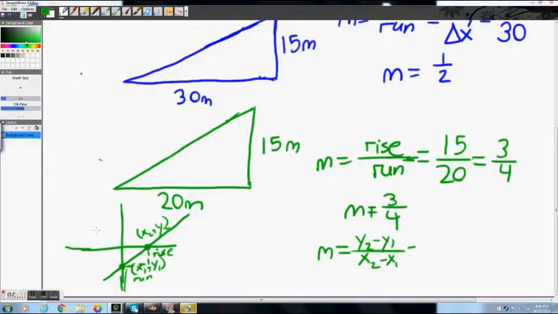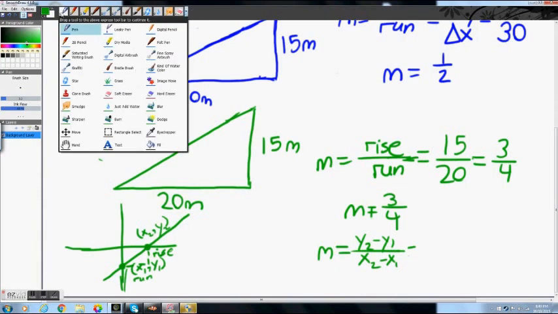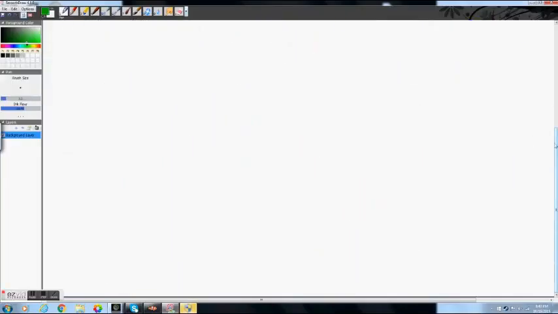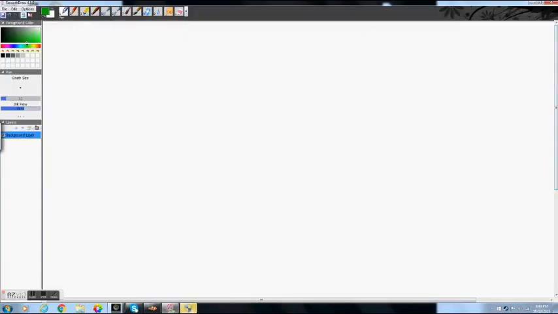Now that we've discussed slope, let's go ahead and look at some forms of linear functions. Remember, a linear function is a polynomial of degree 0 or 1. The first form we're going to look at is called slope-intercept form.